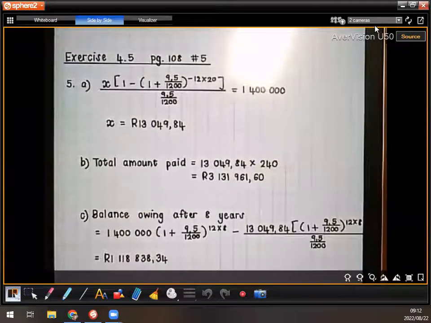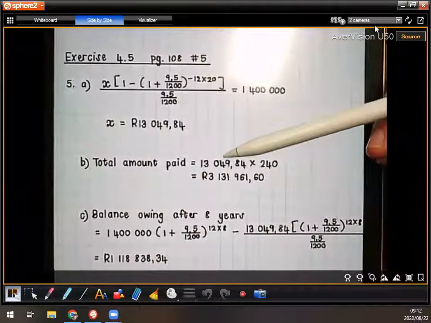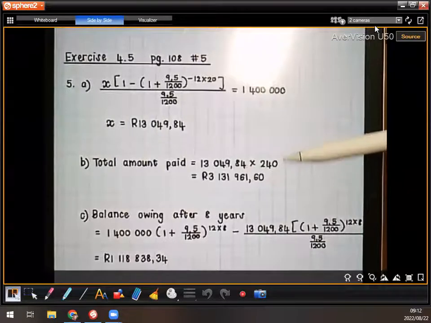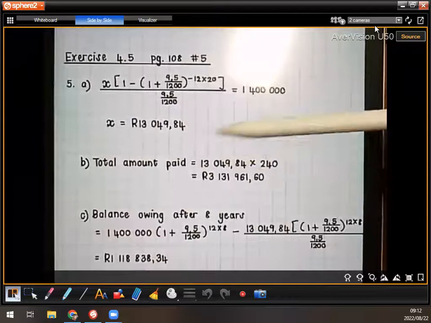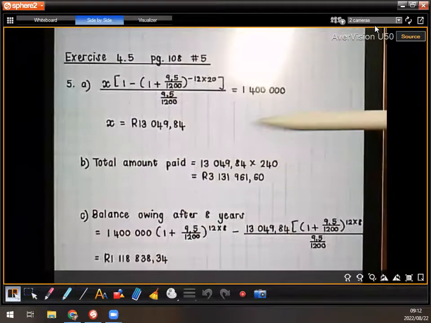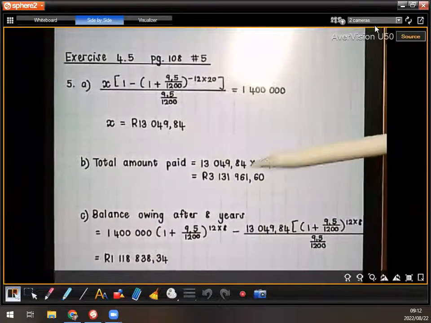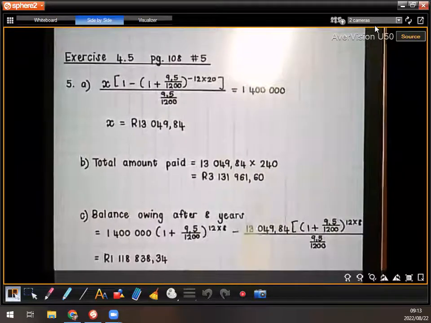and he's paying that 240 times, right? For 20 years, every month he's paying this 13,049 rand. Okay, so if they're asking how much money he pays in total over 20 years, you're going to take the monthly payment multiplied by the number of months. If it was a quarterly payment, multiplied by the number of quarters. I think you guys should be all right with this one. So for the loan of 1.4 million, he will have to pay 3.1 million, if he's paying it back over 20 years.